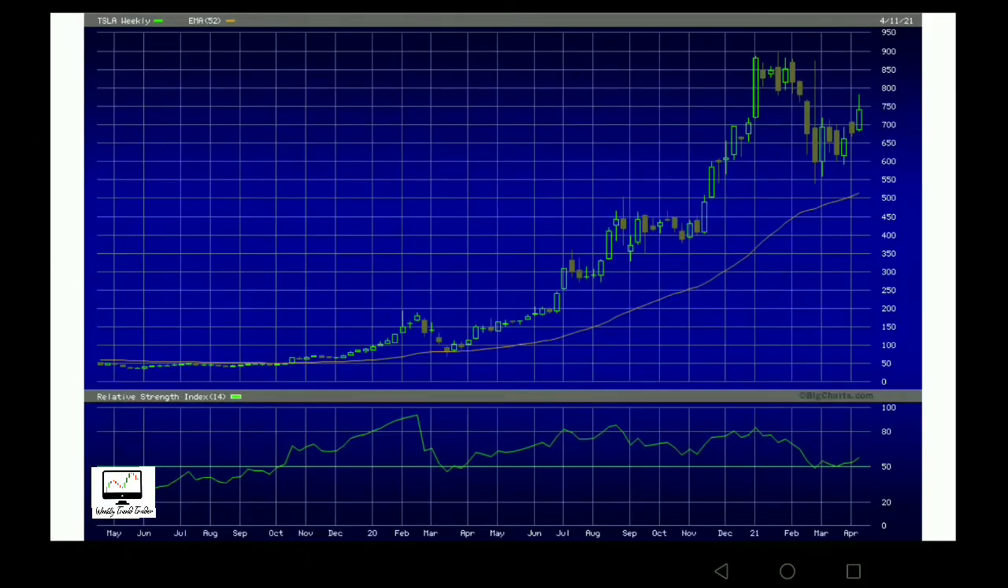Welcome to the Weekly Trend Trader, how to do momentum trading. What we're looking at today is the bounce, and we're going to look at 5 stocks with a tradable bounce.